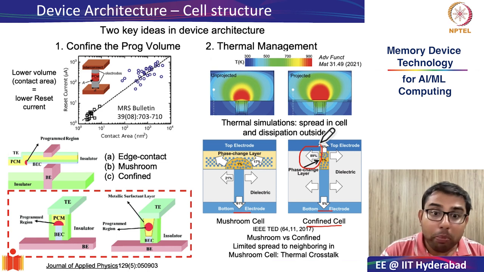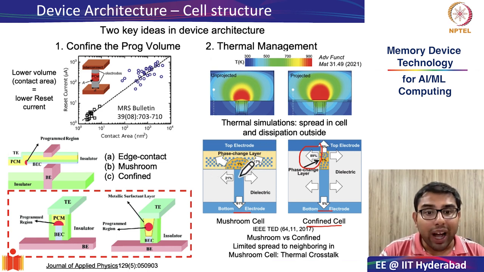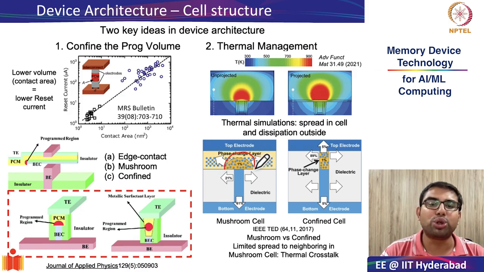Just a small note, maybe I have missed it. Why is this called a mushroom cell? It is called a mushroom cell because, as you can see from the simulations and also from this phase change region, the area which gets converted from crystalline to amorphous looks like a mushroom. Therefore, it is called a mushroom cell.